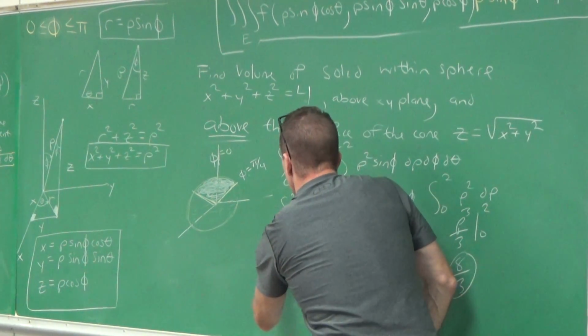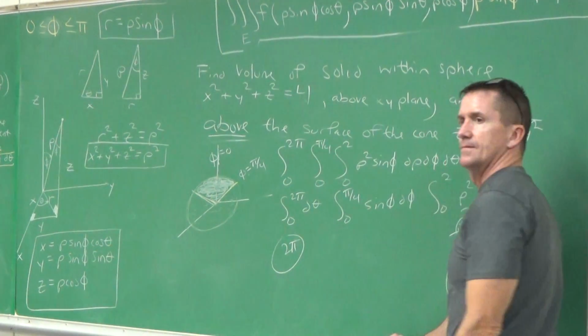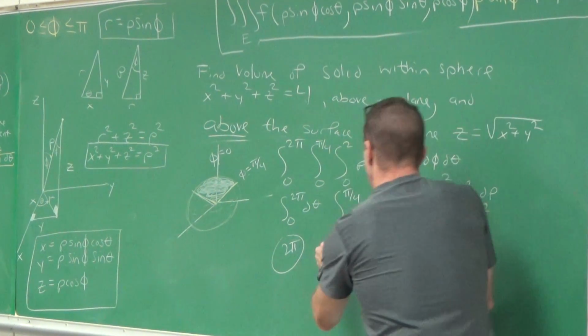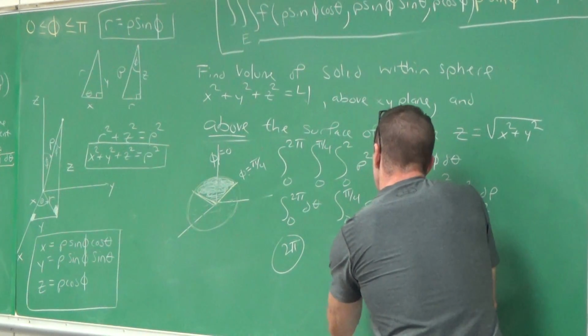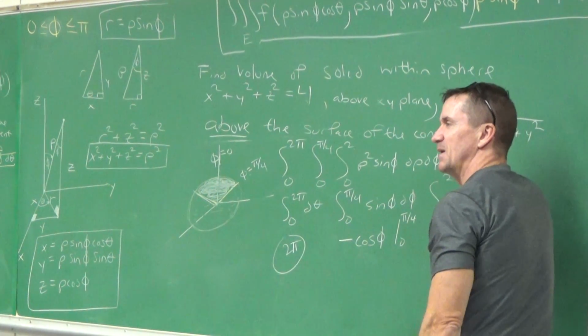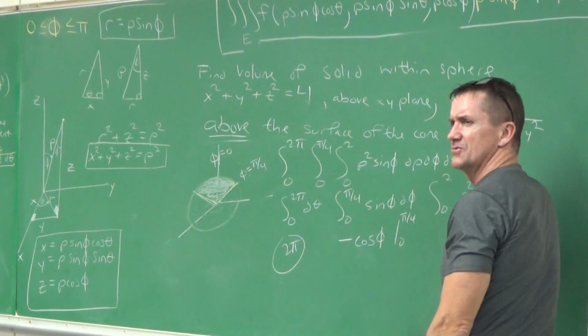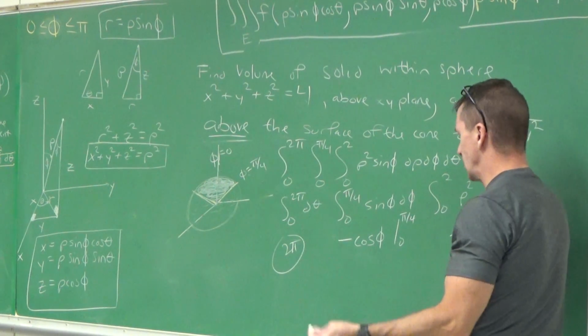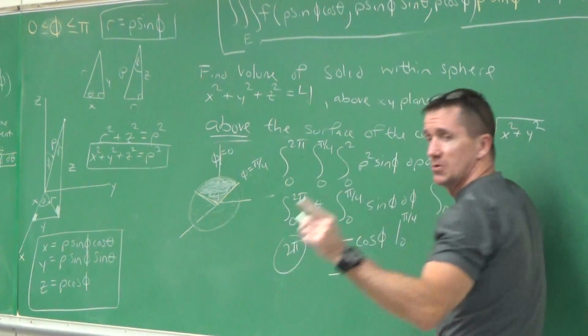0 to 2 pi, that's 2 pi. Looks like the problem we did earlier. What's this though? Negative cosine. Okay, the only thing is, you're going from 0 to pi over 4 this time. Anybody know the cosine of pi over 4? It's got a radical 2 in it. Root 2 over 2, or 1 over root 2, whichever way you want to say it. I'll do root 2 over 2 because you said that.